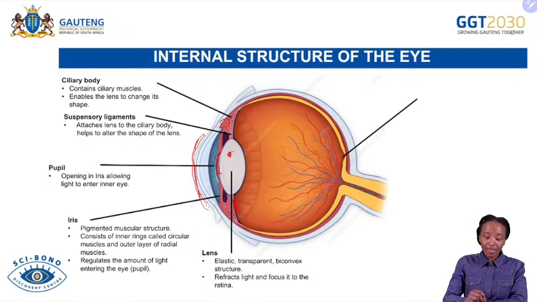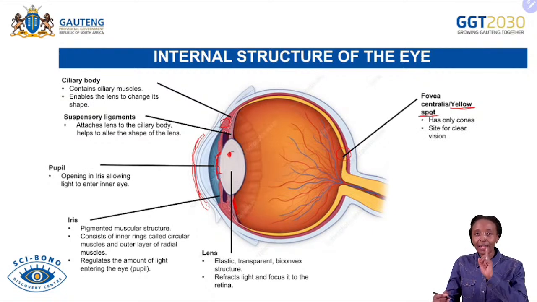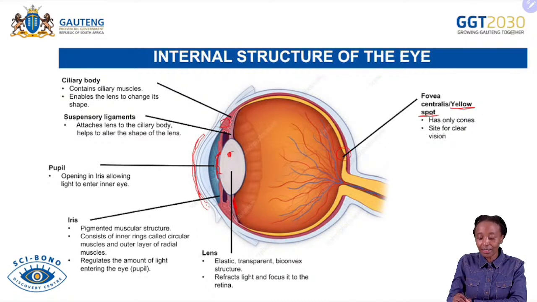Then on the retina, still there on the innermost layer, the yellow part, you can see that there is this dent over here, a little bit dented. This is what we call the yellow spot or fovea centralis, but you'll just be fine if you know the word, the yellow spot. In the yellow spot, that is where the clearest image is formed in the eye. Why? Because it only has the cones. It is the site for clear vision because that is where the cones are found.